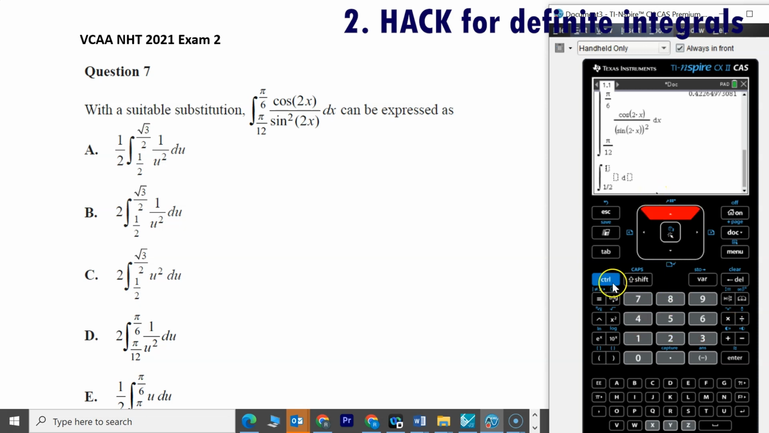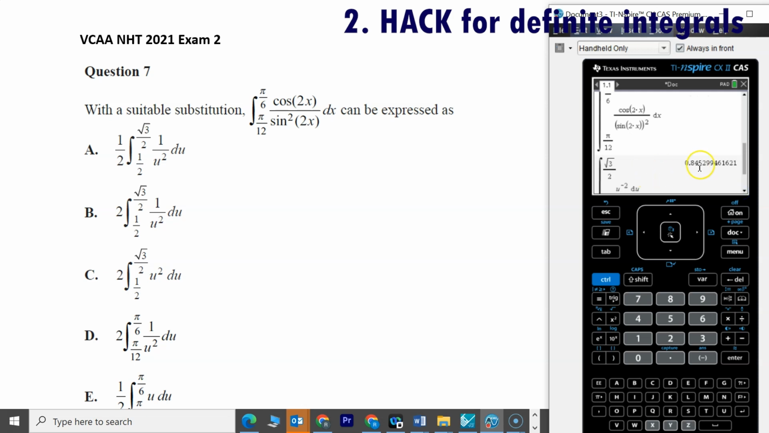Half to root 3 on 2. And it's 1 on u squared, so I'll just do that as u to the power of -2, du, and again, control enter, and I'm getting 0.84. Oh, so I forgot my half out the front. Well, actually, what we're looking for is 0.422.